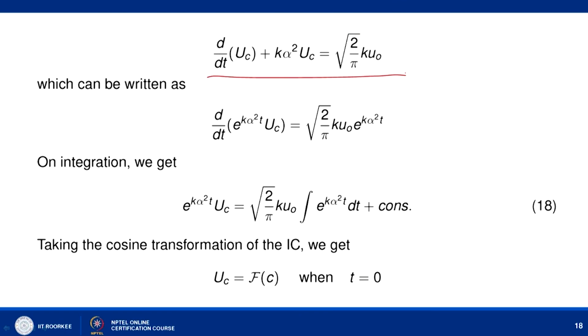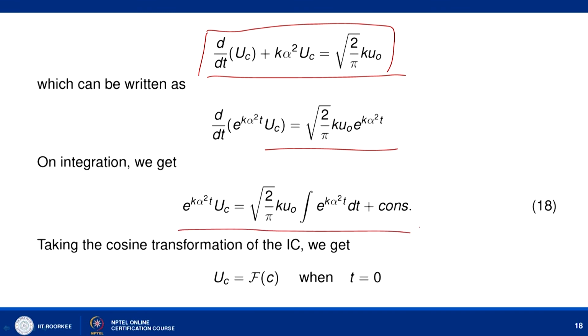So, here we have a simple non-homogeneous ordinary differential equation in terms of u c, and we can simplify this by writing d by dt of e to power k alpha square t u c equal to root 2 by pi k u naught e to power k alpha square t. Since we find the integrating factor e to power k alpha square t, we multiply and write it like this, and then we simply integrate. Our equation is now reduced to e to power k alpha square t u c equal to root 2 upon pi k u naught times the integral of e to power k alpha square t dt plus an integration constant.